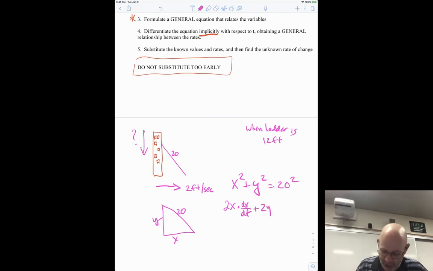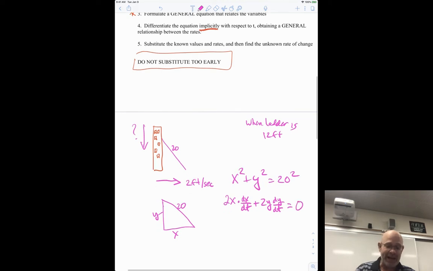So same thing on y, 2y dy dt. So take the derivative implicitly. Remember, every time, no matter what the variable is, x, y, z, r, t, theta, whatever you call it, when you take that derivative, then you have to do a chain rule. And the derivative of 20 squared is 0.